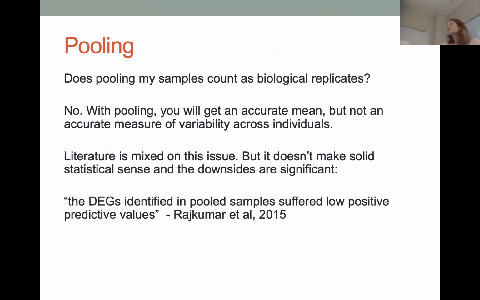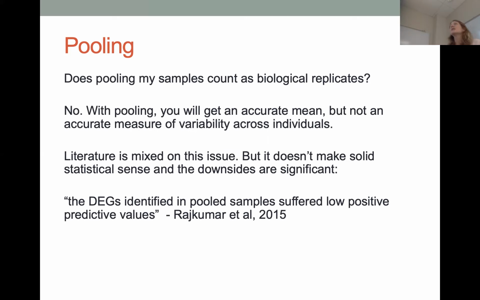Lots of people like to pool their samples. So I had 6 individuals in my experiment. I extracted RNA and I put it all in the same tube and sequenced it with a single barcode. And this is also a really big problem. People say, oh, well, the transcript expression level averages out. The average is fine, it's accurate.